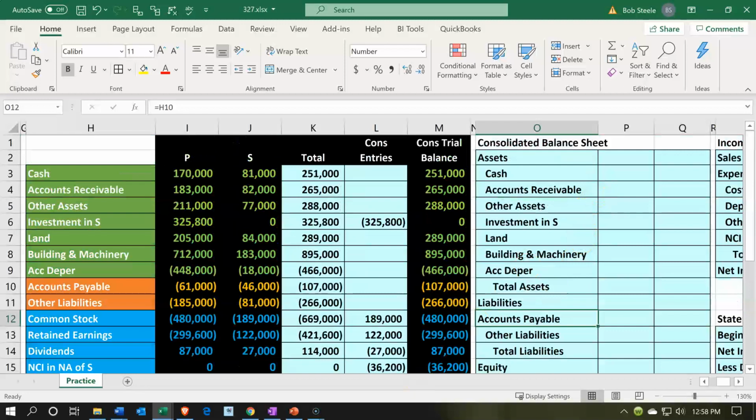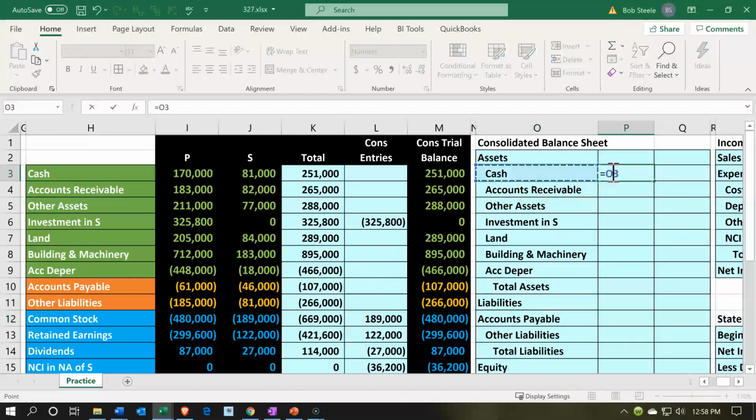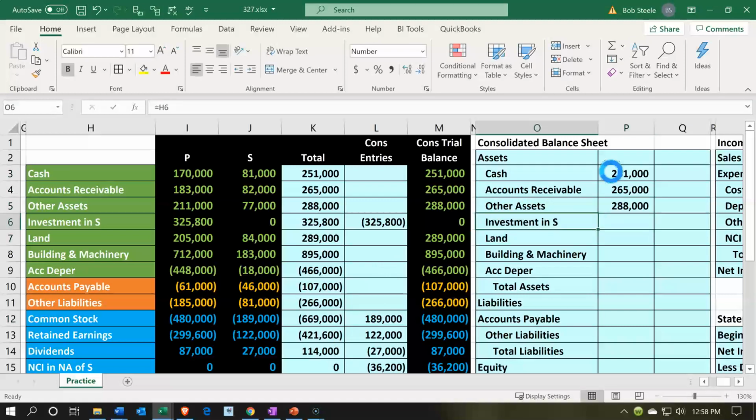And again, I'm going to do this quickly just so we can take a look at the formatting of it. So I'm just going to say, all right, cash, let's just pull this in. That's straightforward. We're just pulling this in from the consolidation worksheet. Nothing's in the investment. I should just delete this account altogether.